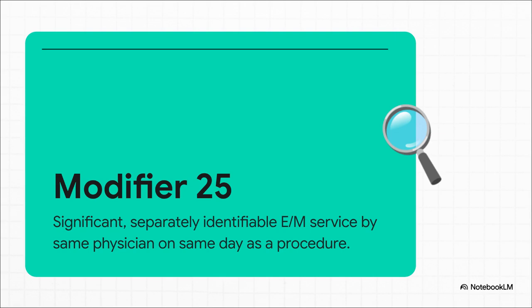This one is defined as a significant, separately identifiable E&M service by the same physician on the same day as a procedure. Basically, Modifier 25 has one core mission. It's your way of proving to a payer that you performed a significant, totally separate evaluation and management service on the exact same day as a minor procedure. Its whole purpose is to establish that this E&M service was distinctly different from the standard procedure.